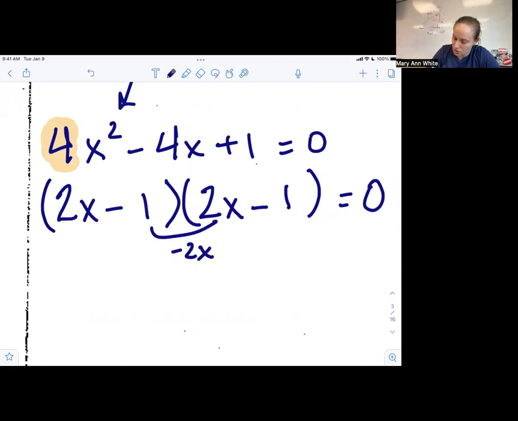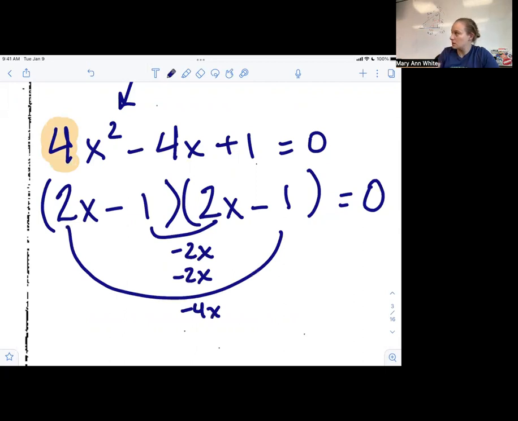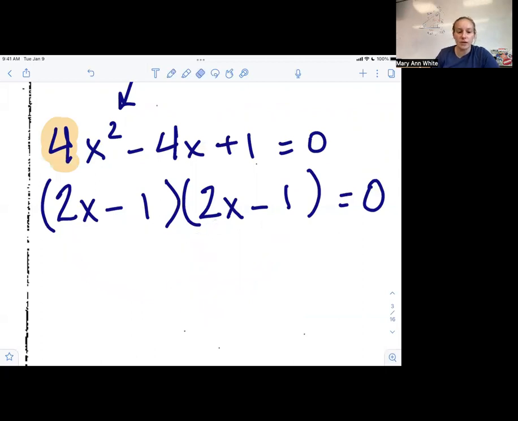That will be negative 2x. That'll be negative 2x. Negative 4x. Good, okay. I've got 2x times 2x is 4x squared, and then you do your inner outer, you get negative 4, multiply. Okay, perfect. Just doing my little factoring out loud because I haven't factored for a minute, but this is the factored form.